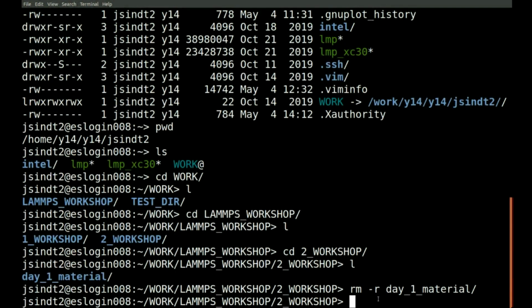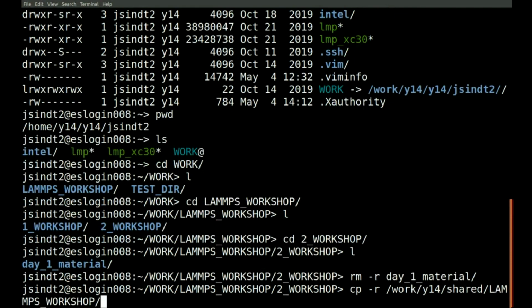Perfect. In that case, all of this course material, as I said, is available online on the Git page. It's also all available in Work Y14, which is the current project in which we'll be doing this tutorial. So Work 14 shared, and there's a directory called LAMMPS Workshop, and today we're doing day 1, so I'll just copy that over to here.